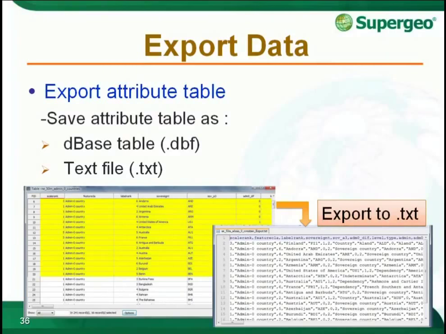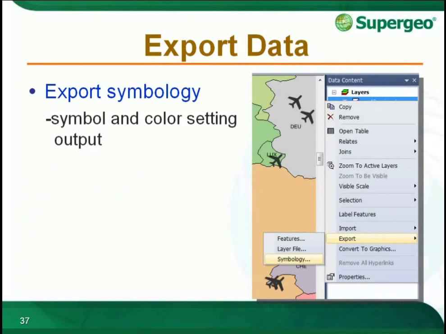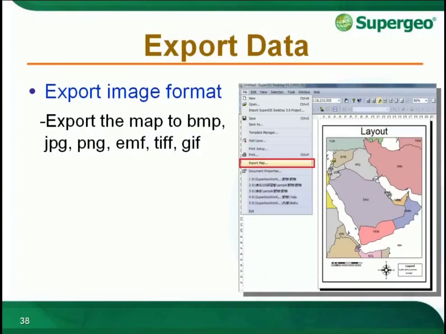The attribute table is a part of spatial data. It can be exported alone as a dBase table or a text file. You can export all records or the selected records. If the symbol configuration of the features might be used next time, SuperJIS Desktop provides the Export Symbology function to export the settings for good. After the settings and arrangement of the layout view are finished, the Export Map function can help you export this map to an image file.